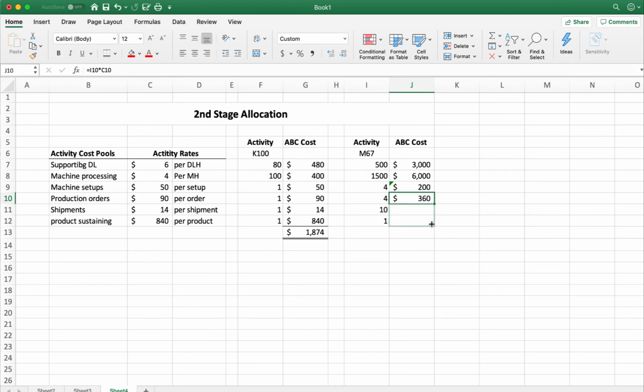I'm just going to click and drag it down to multiply the activity times the activity rate. And the total cost I get for M67 under activity-based costing is $10,540. So that is second stage allocation.